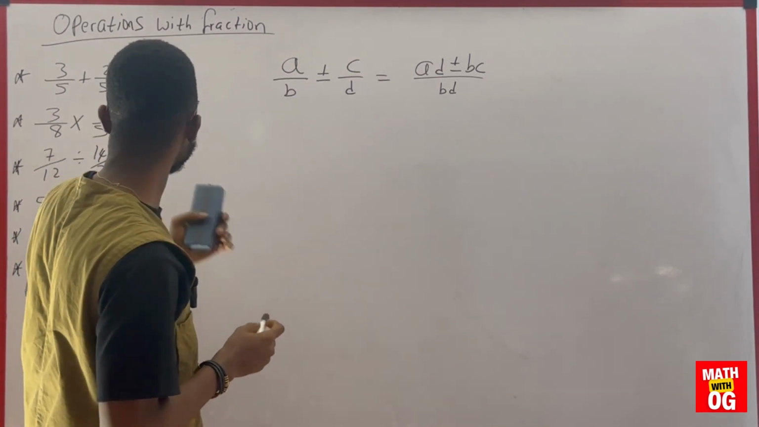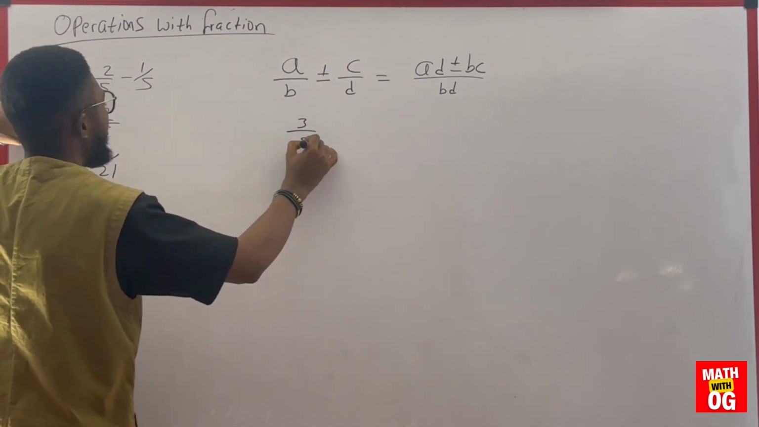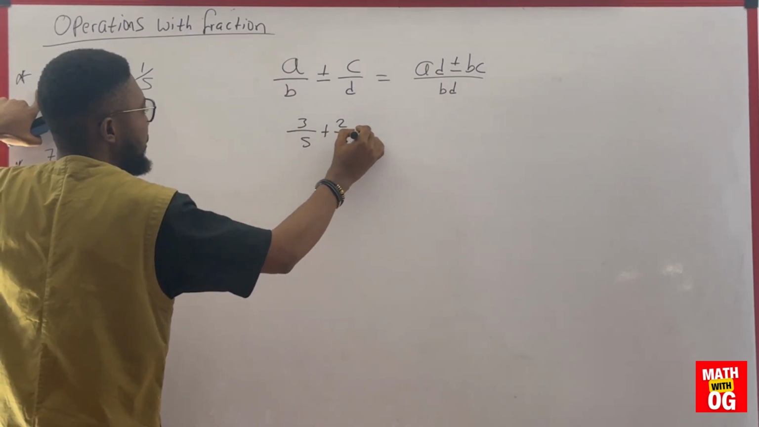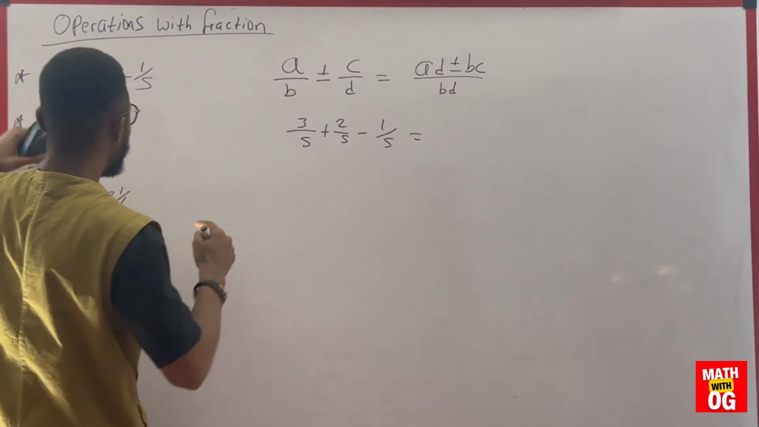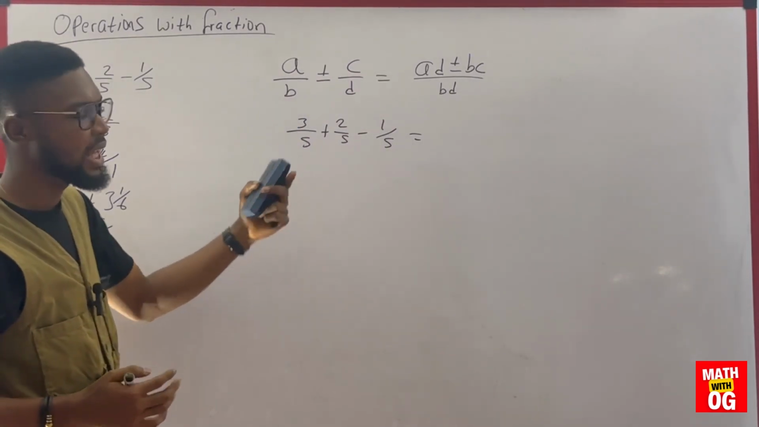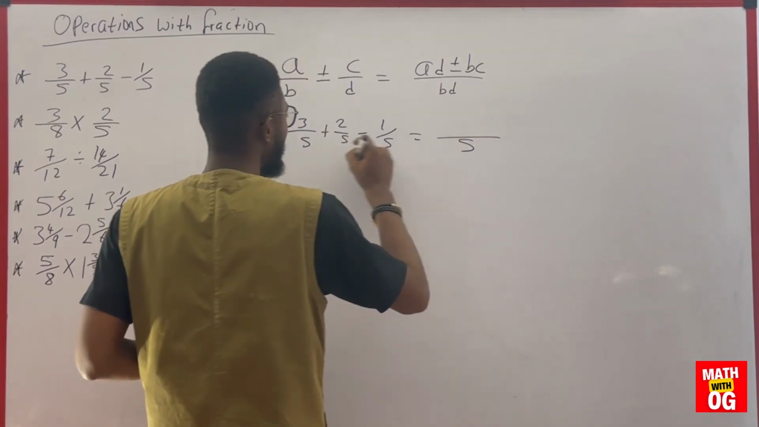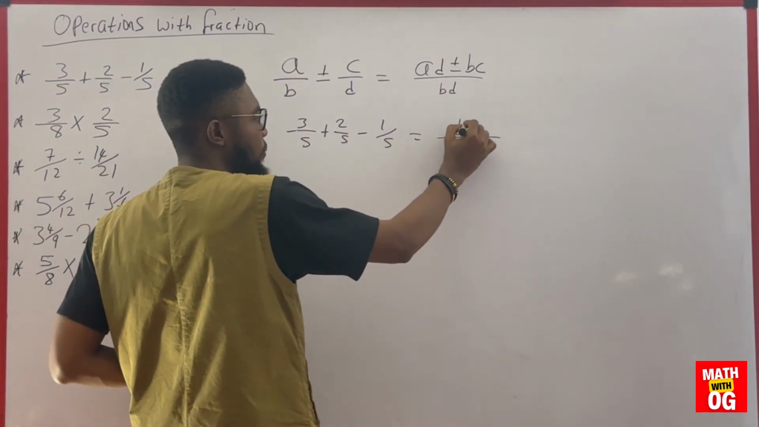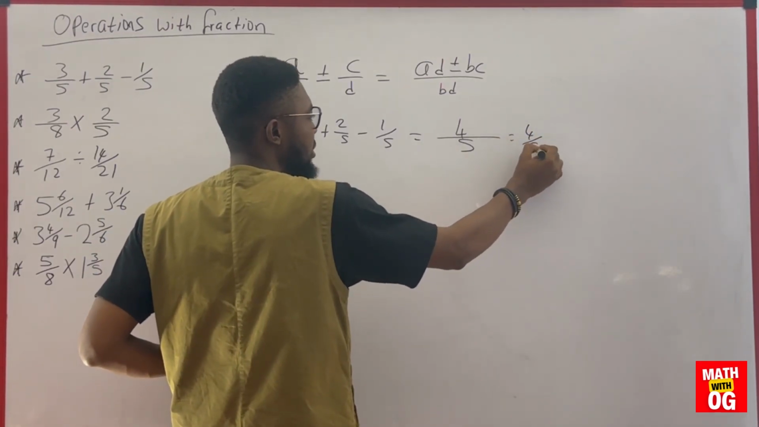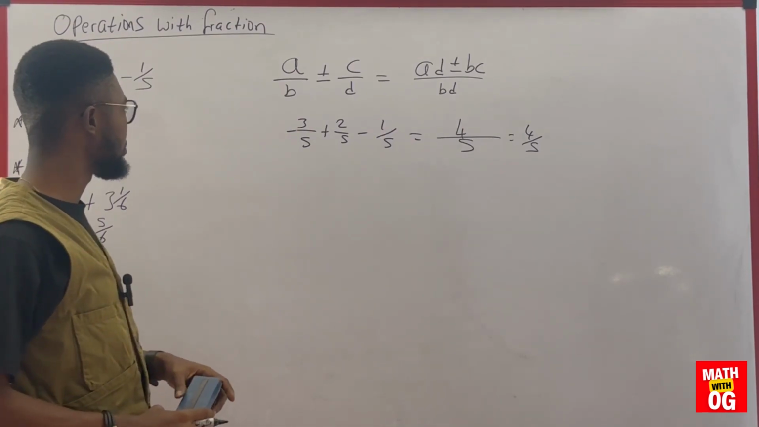Now using this as the first case study, you have 3 over 5 plus 2 over 5 minus 1 over 5. As you can see, equal denominators. That means I can add and subtract at will. So I can just put here 5. So what is 3 plus 2? 5. What is 5 minus 1? 4. So the answer here is simply 4 over 5. As easy as that. So that's for addition and subtraction.